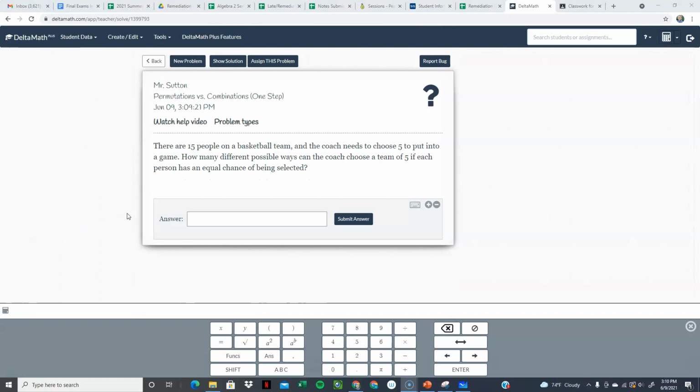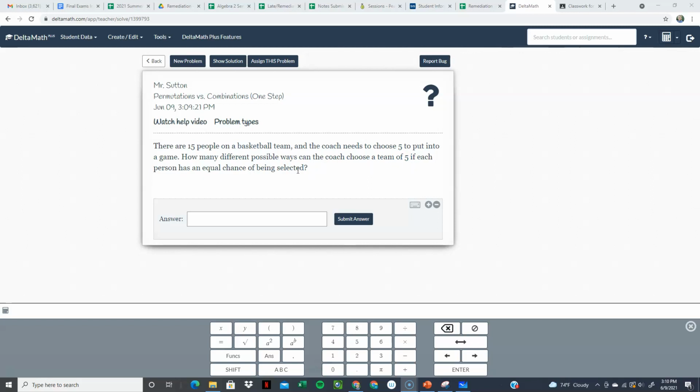So let's look at another one here. There are 15 people on a basketball team and the coach needs to choose 5 to put into a game. How many different possible ways can the coach choose a team of 5 if each person has an equal chance of being selected? So this is similar to the previous one, but different in the fact that the 5 people being chosen are not being assigned to specific roles. It does not say that. He is not placing people into specific positions on this basketball team. It doesn't say anything about assigning a point guard, shooting guard, small forward, power forward, center, anything like that. There are no specific roles in this basketball team.